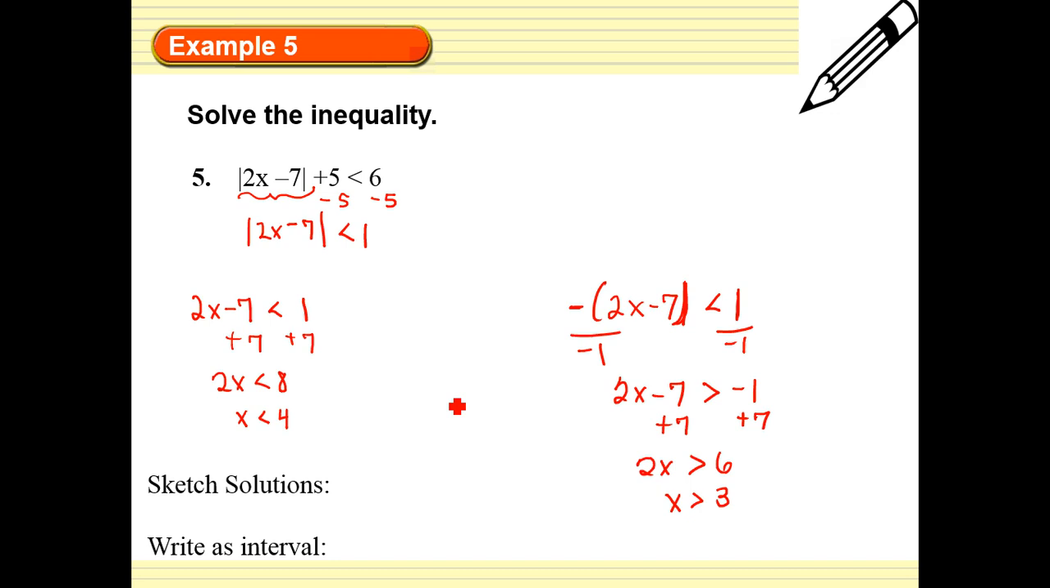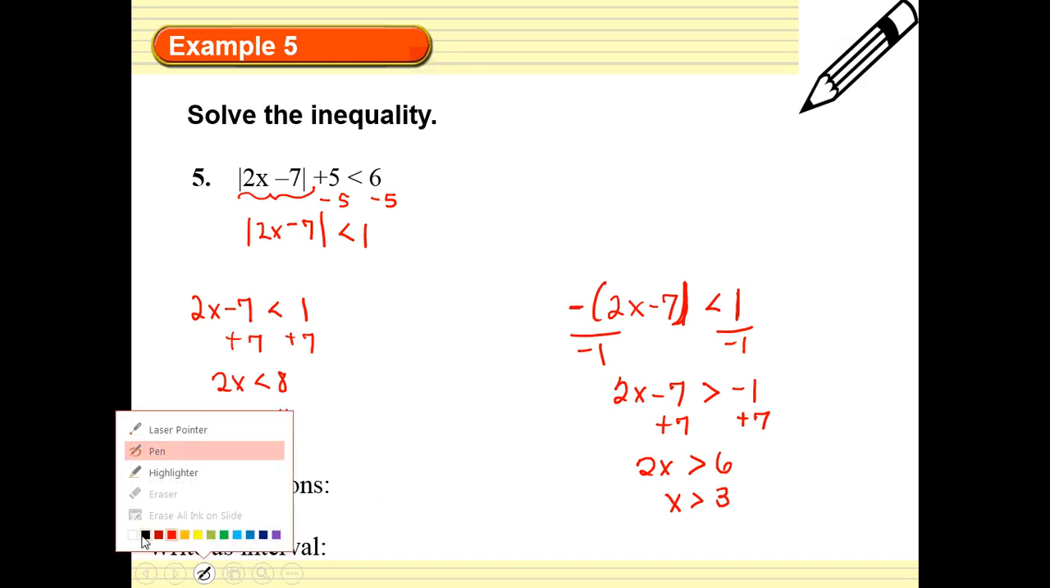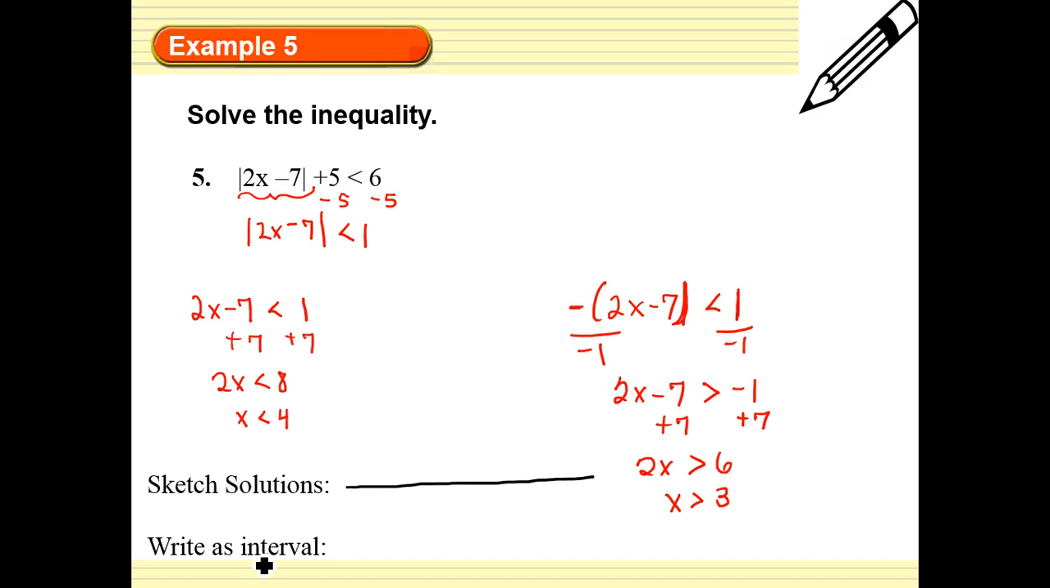Okay, so I'm going to go ahead and graph the solutions on the number line. So here's 0, here's 1, 2, 3, 4. Go ahead and do 5. I want less than 4, so open circle, less than 4, but I want greater than 3. So then I want open circle, greater than 3. Notice how they connect between 3 and 4. So the solutions are somewhere between 3 and 4. So my interval would be 3 to 4 with open circles.